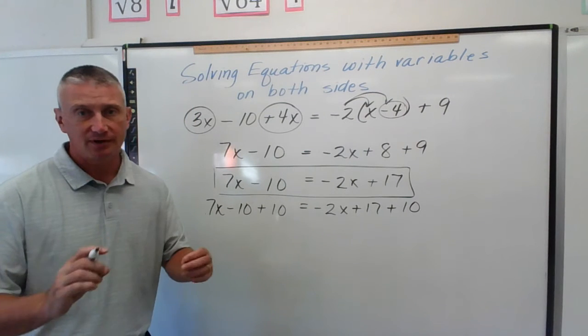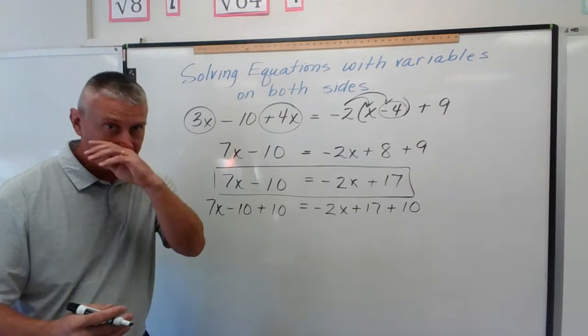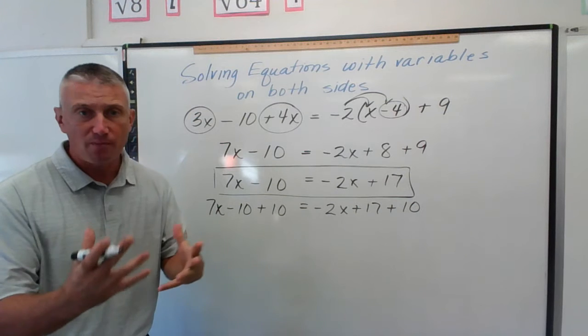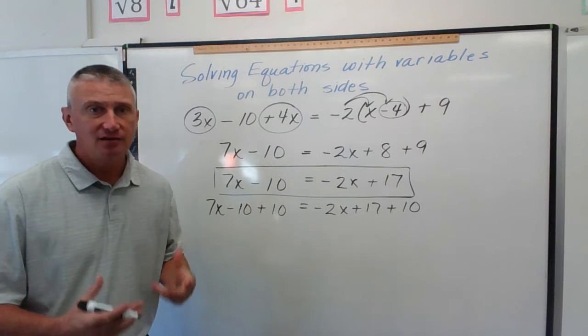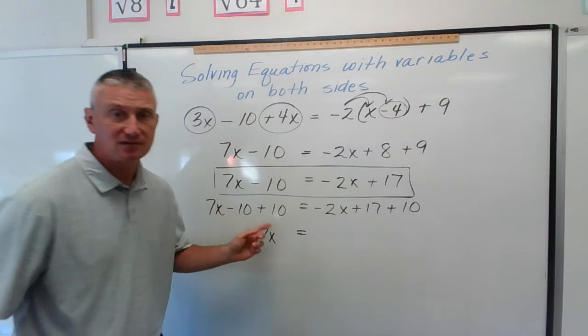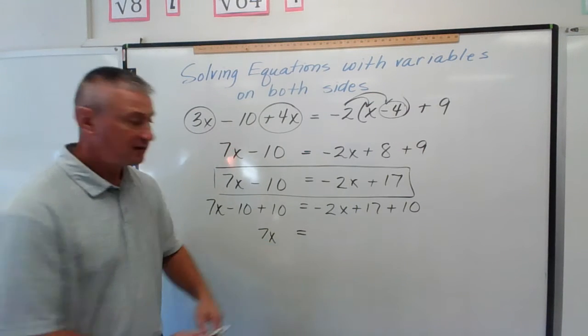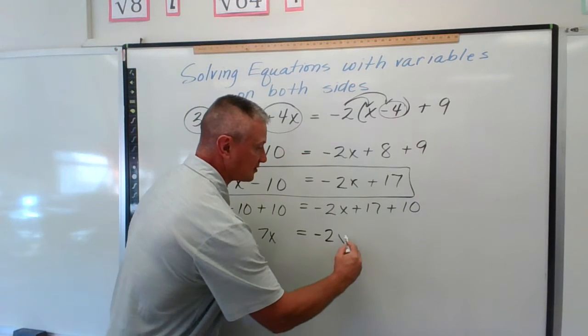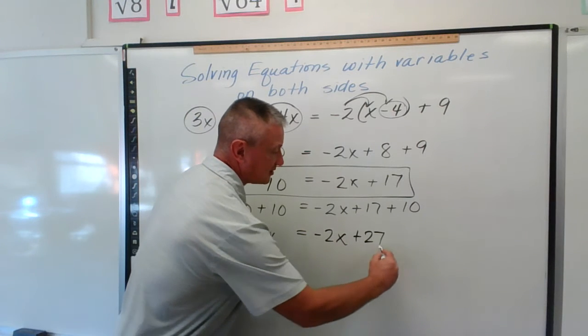But if you want to use your own math and come up with your own methods, you go right ahead. This side, the only thing I have left is 7x because a positive 10 and negative 10 cancel out. And this side, I have negative 2x plus 27.